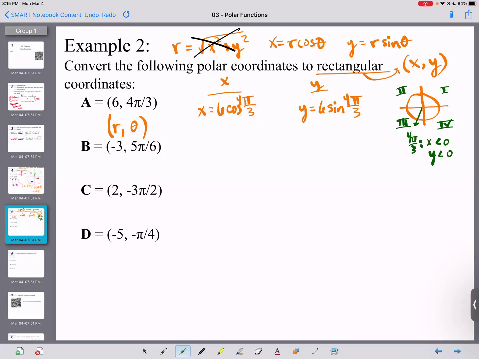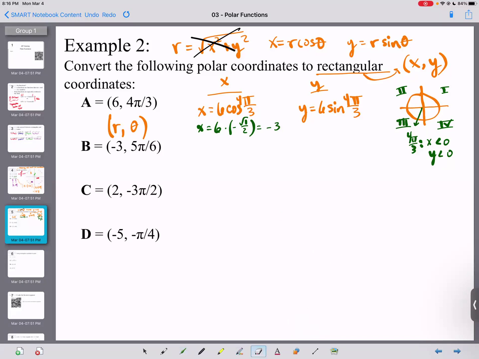So now we can use our hand trick. So 4 pi over 3. Which finger is our pi over 3 finger? The index. That's right. Bend your index, flip your hand over. And we have that this is 6 times. What do you have for cosine there? We know it's negative. Negative 1 over 2. That's going to be 6 times negative 1/2, which means it's negative 3.